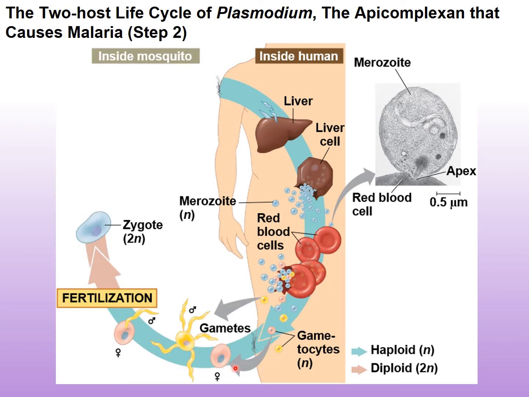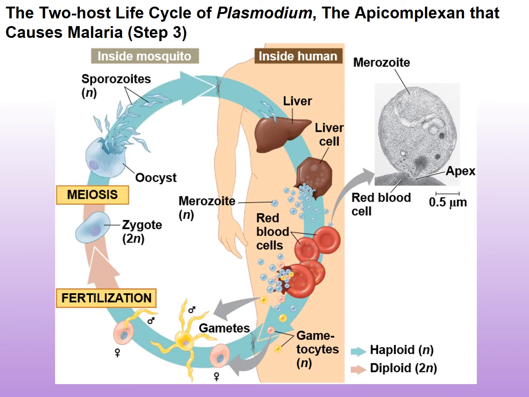Gametocytes are going to further develop, and then they're going to undergo fertilization between the male and female type. The zygote undergoes meiosis and develops into an oocyst, and of course the sporozoites are going to be haploid, and then this completes the life cycle. So this occurs in the mosquito, and then this occurs in the human.